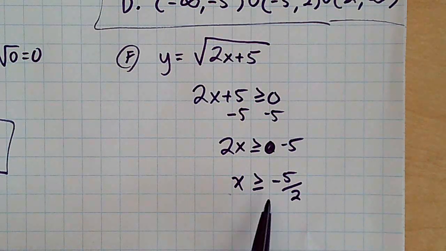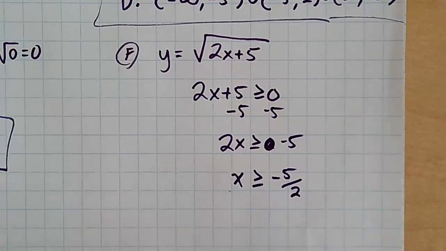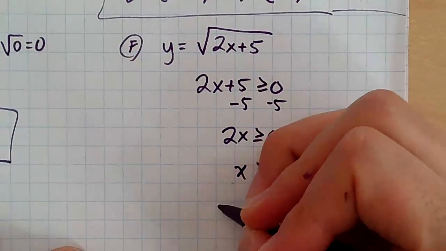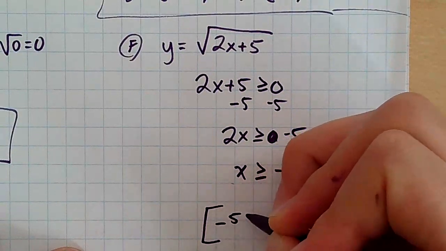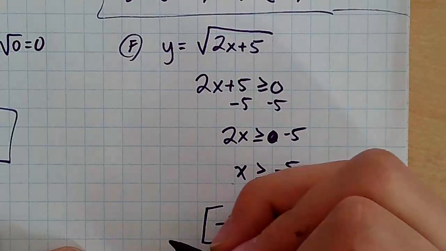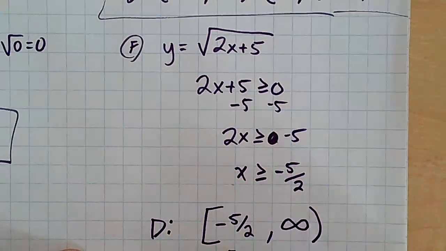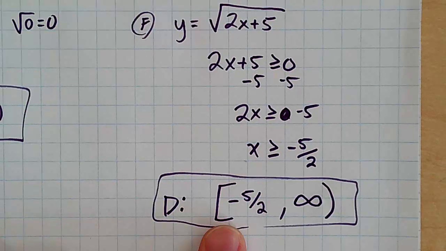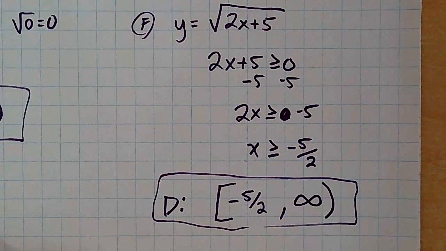But I'm pretty confident this is x has to be bigger than negative 5/2, or you could think of this as negative 2.5. So anything bigger than negative 2.5 is okay, including negative 2.5, which we're going to keep as a fraction, negative 5/2. Okay, so there's my domain. Again, square brackets are important here because negative 5/2 is okay.